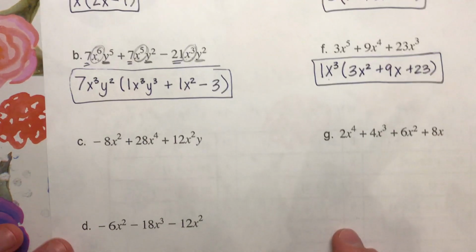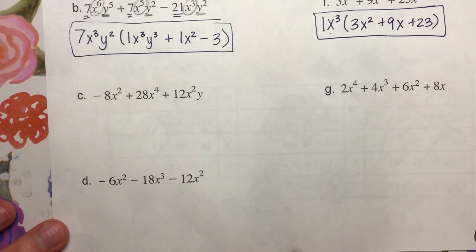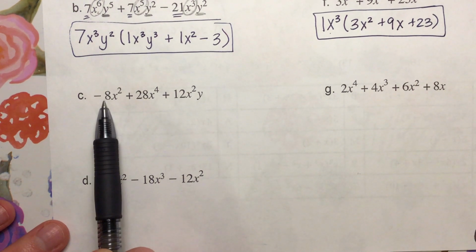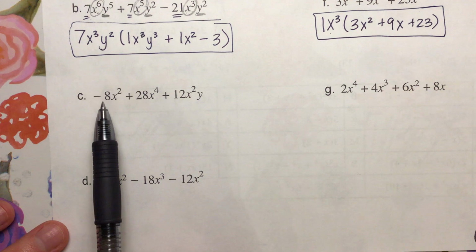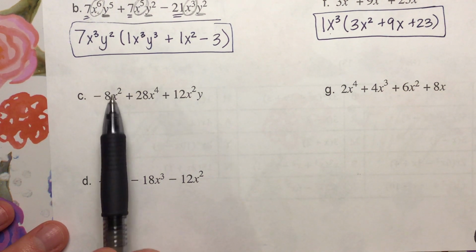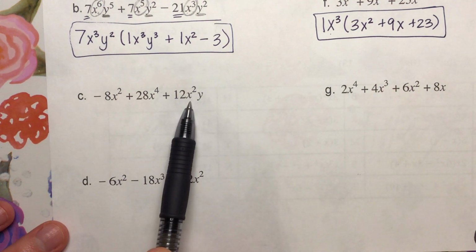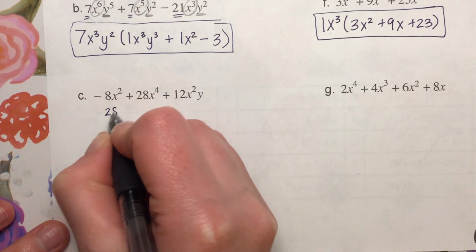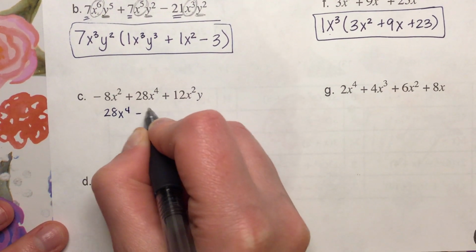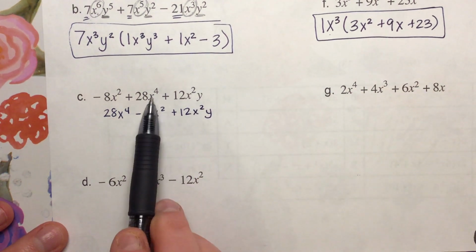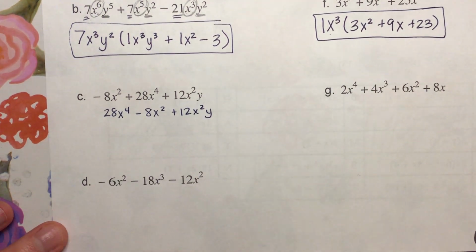All right, looking at problem C now. Here, this is leading with a negative, so I will say this is a general rule in math. We don't like to lead with a negative, but this is also not in descending order. So let's put this in a better order real fast. I'm going to say 28x to the 4th minus 8x squared plus 12x squared y. All I did was change the order of these, and now my biggest exponent is leading.